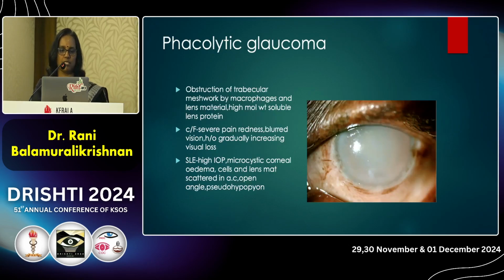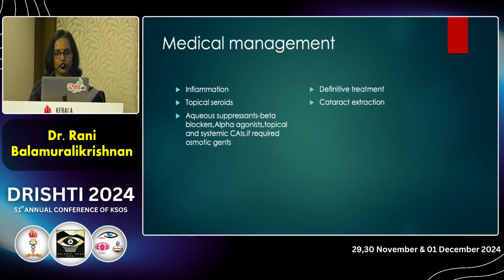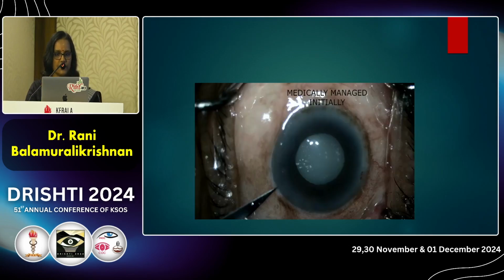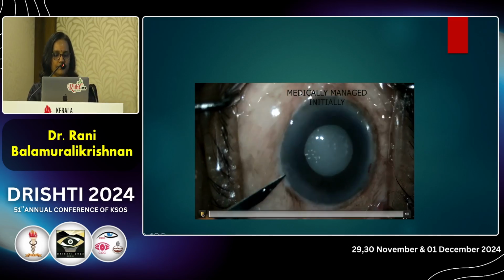Phacolytic glaucoma is quite common. It is because of the obstruction of the trabecular meshwork with macrophages, lens material, and high molecular weight lens protein. And the clinical features are similar. You get microcystic corneal edema, a deep anterior chamber, and the angle is open with pseudo-hypopyon. The treatment is also similar, and the definite treatment is cataract extraction. So you can control the inflammation and you get a clear cornea and a white eye. Then you do the surgery.